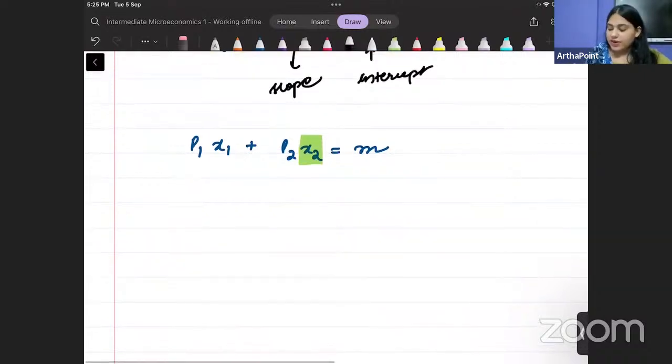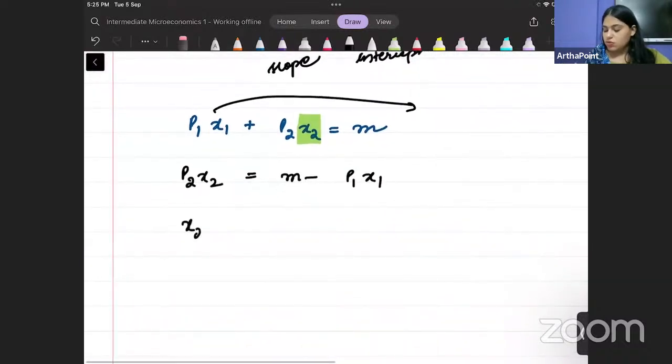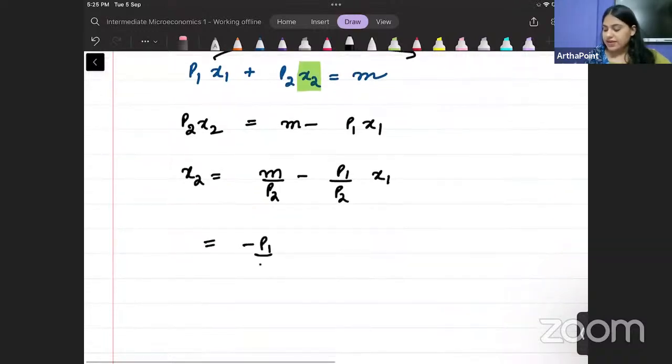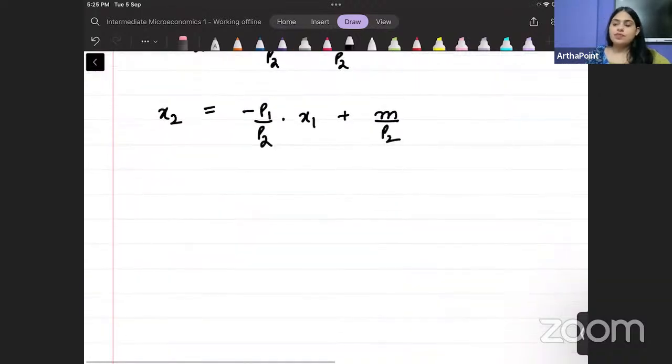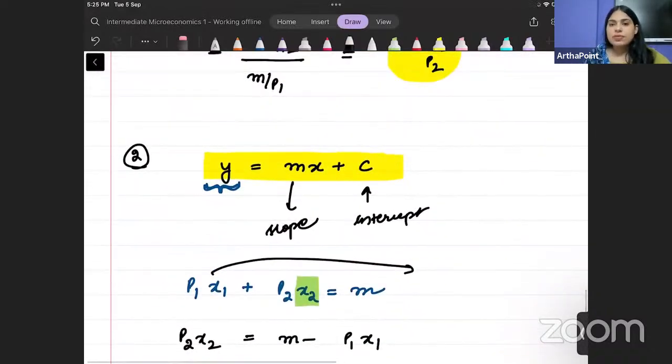So what will I get if I derive x2, beta? So I will get P2 x2 on this side, and just take this part here, it will be m minus P1 x1. So beta, x2 will be m by P2 minus P1 by P2 x1. So I can rewrite this as x2 is equal to minus P1 by P2 into x1 plus m by P2. This is exactly of the same format. यही तो है, y is equal to mx plus c.